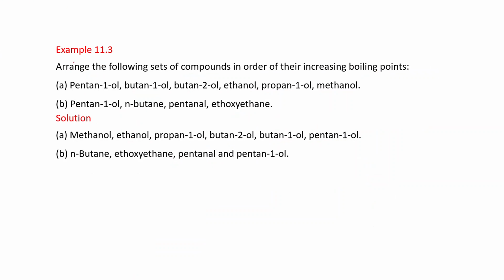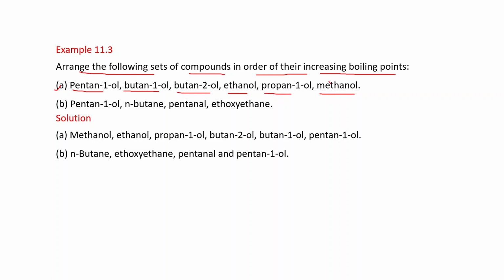Now see one example, 11.3. Arrange the following sets of compounds in order of their increasing boiling points. First one is pentan-1-ol, butan-1-ol, butan-2-ol, ethanol, propan-1-ol, methanol. We already discussed that as the number of carbon atoms increases, boiling point increases. In the case of isomeric alcohols, if branching is more, boiling point is less. Now just find out.